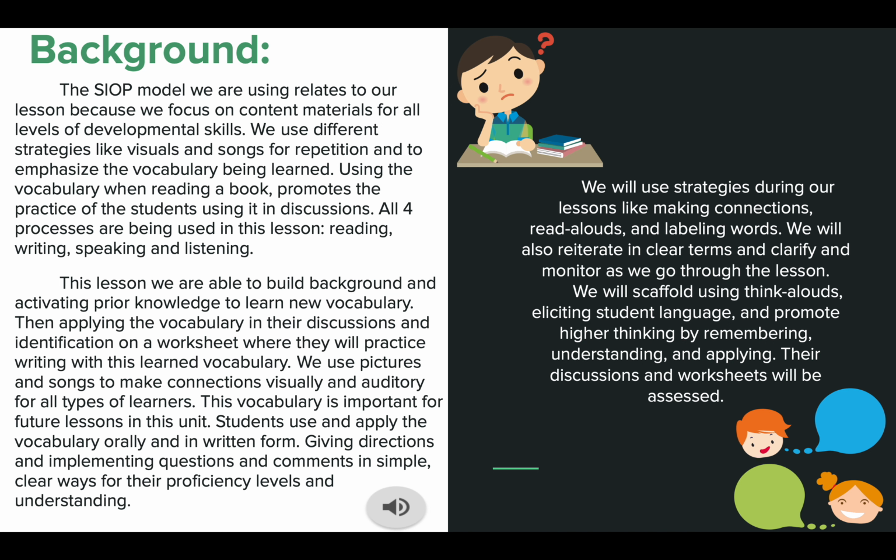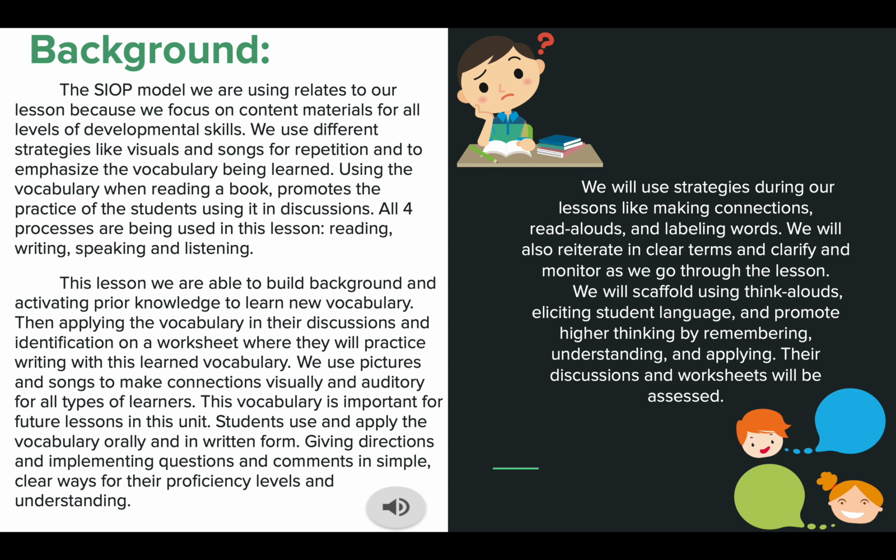All types of learners are thought about in this lesson. For example, auditory learners, visual learners, kinesthetic learners when we do hands-on projects and activities, and reading and writing learners. This vocabulary learned is important for future lessons. Giving clear and simple instructions and information is important for learners to interpret and move through their activities comfortably to develop their language skills. We were able to model in the reading and think alouds for students to practice. We can make connections to life around us.